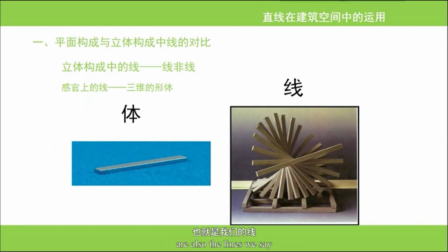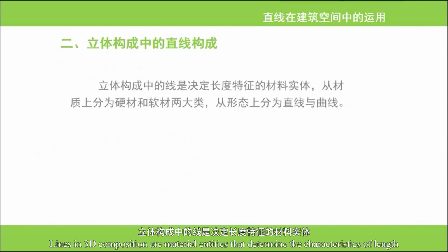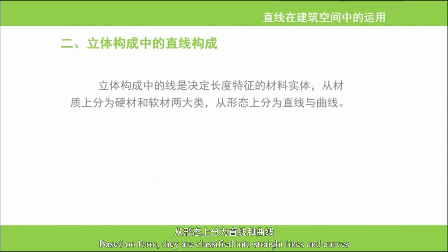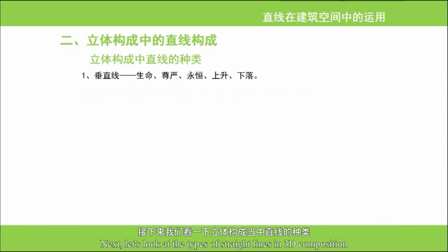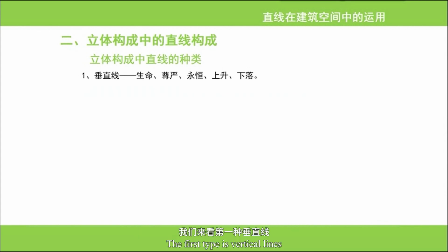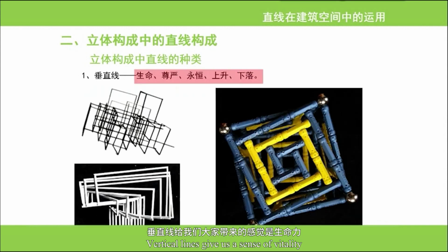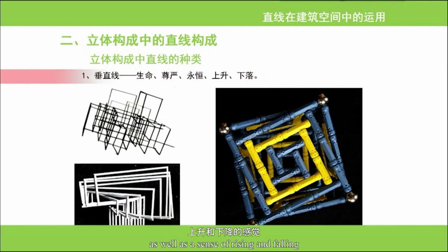Lines in 3D composition are material entities that determine the characteristics of length. Based on material, they are classified into hard ones and soft ones. Based on form, they are classified into straight lines and curves. Next, let's look at the types of straight lines in 3D composition. The first type is vertical lines. Vertical lines give us a sense of vitality, dignity, and eternity, as well as a sense of rising and falling.